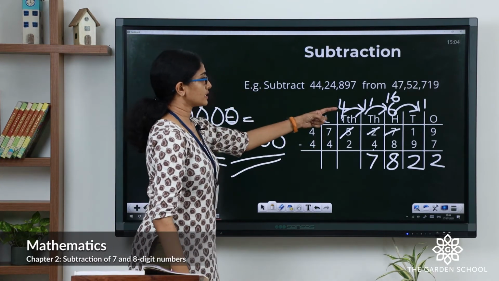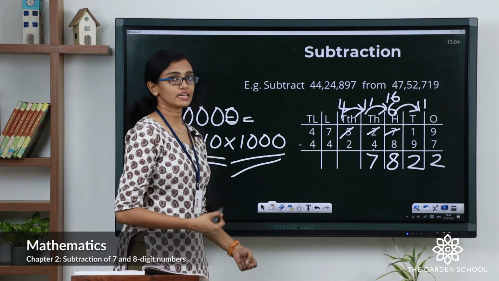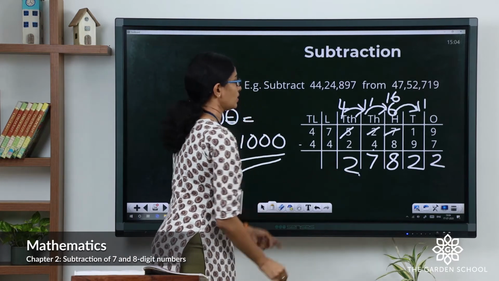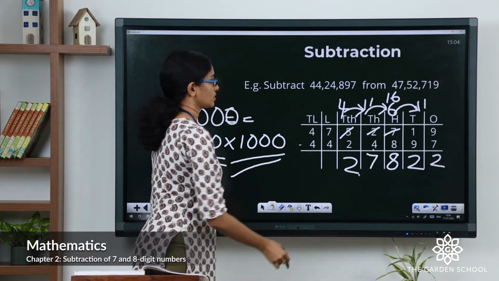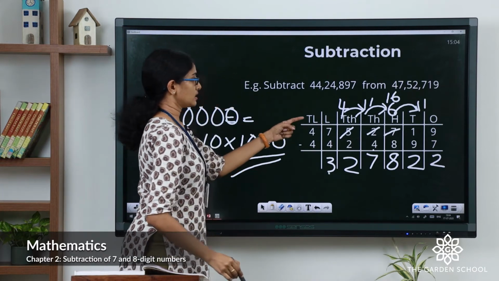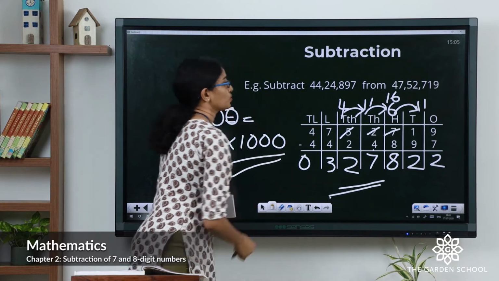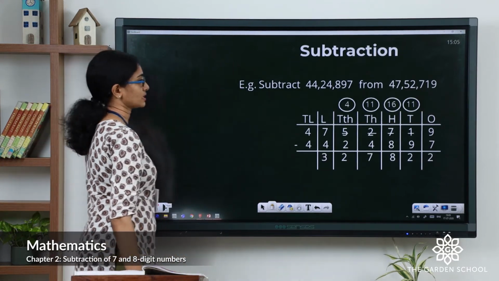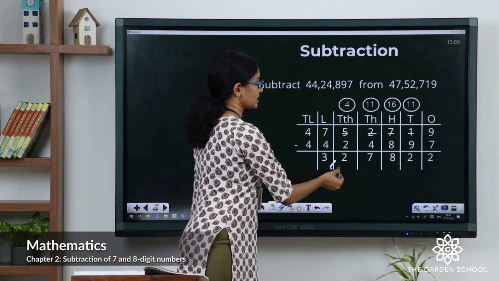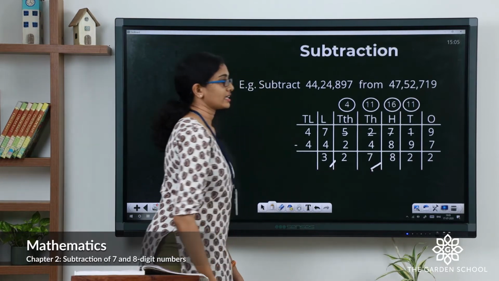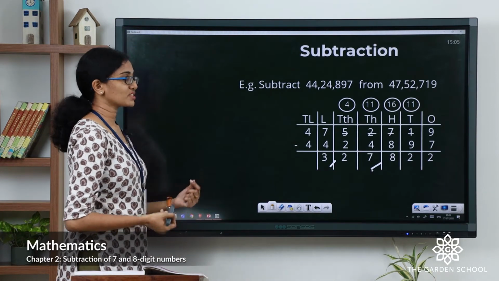Now 4 ten-thousands minus 2 ten-thousands, it is 2. Now 7 minus 4, it is 3, and 4 ten lakhs minus 4 ten lakhs, it is 0. So, what is the difference? The difference is 3 lakh 27,822. I hope this is clear to you.